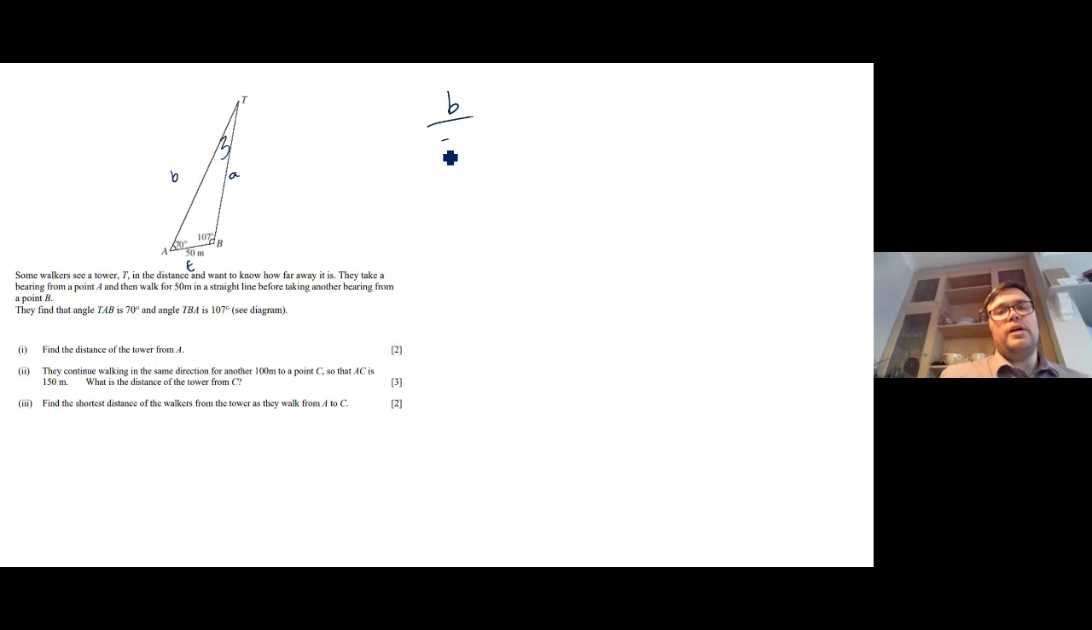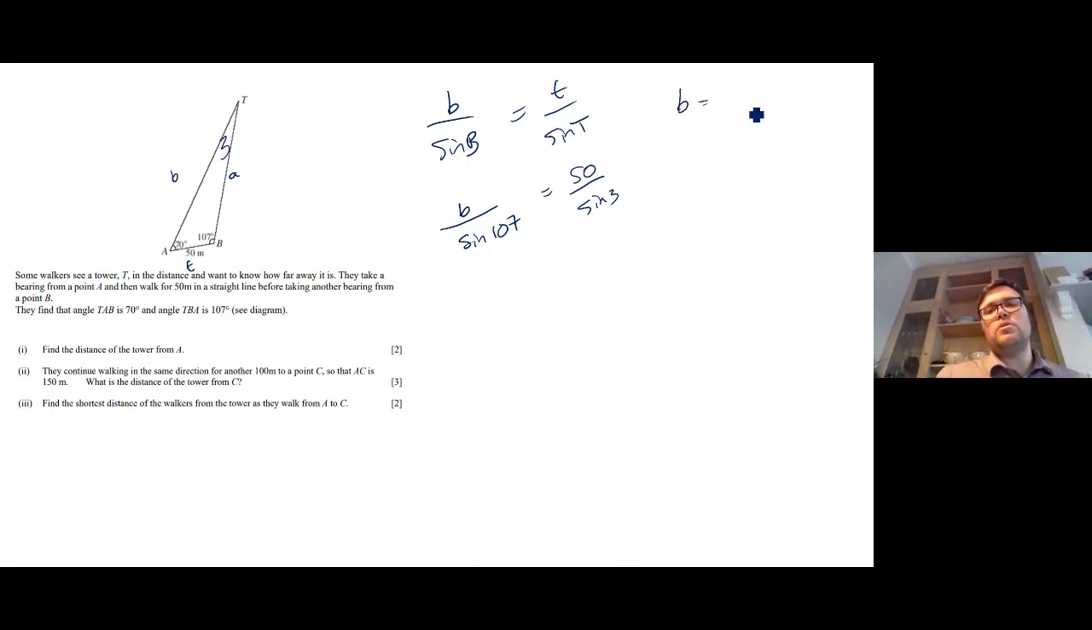So we put b over sine B. We have that angle, and the side that links everything is t. So it's going to be t over sine T. b over sine 107 equals t, which is 50, over sine 3. Rearranging this, b is equal to 50 times sine of 107 over sine of 3.